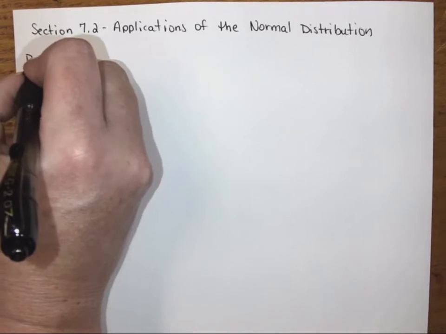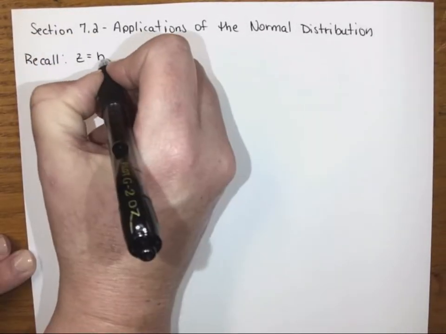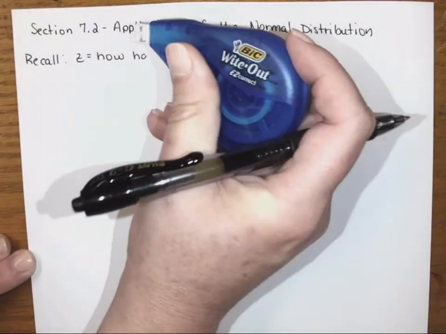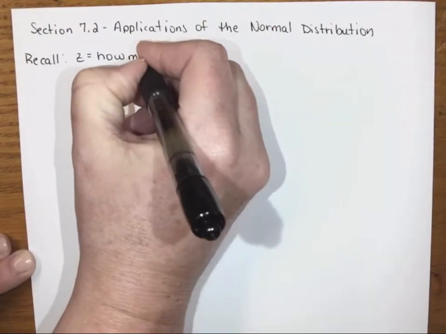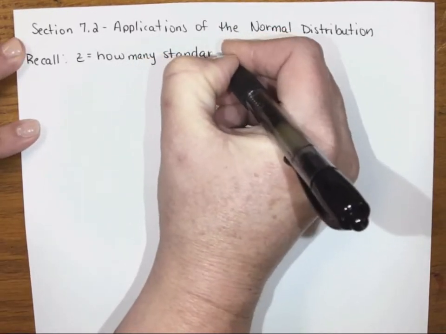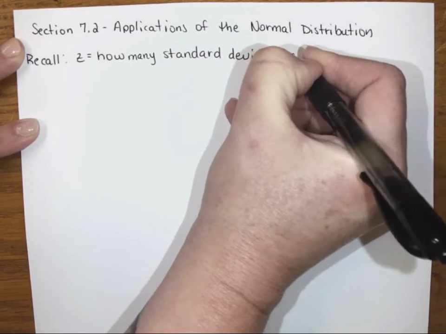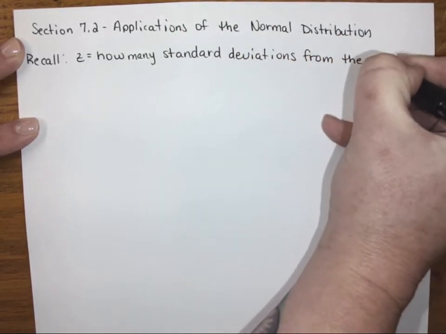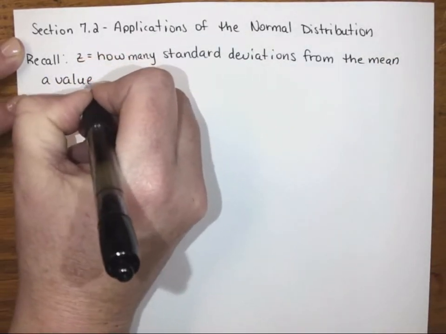All right, so first let's remind ourselves what z is. So remember, z represents how many standard deviations from the mean we are. So it describes how far out we're going, and the further we go out in a bell curve, the less likely that the values will be far away from the mean.